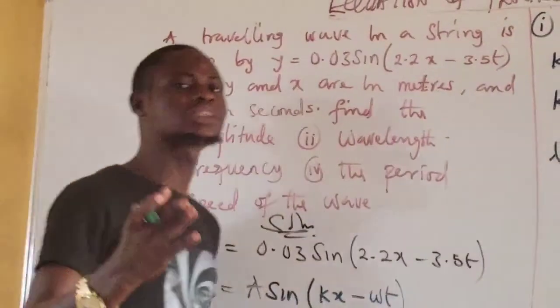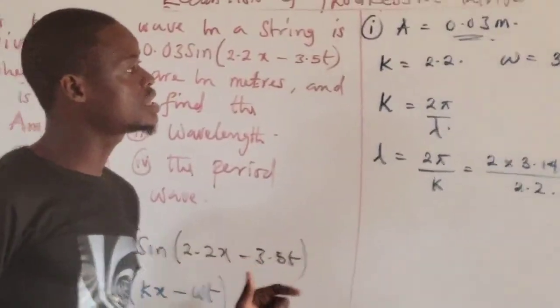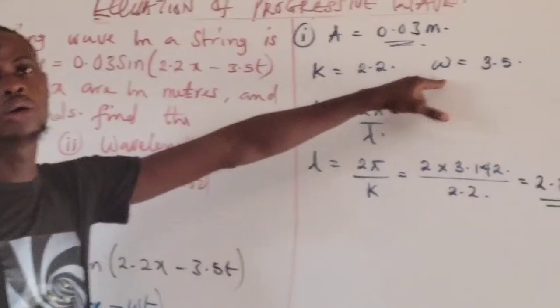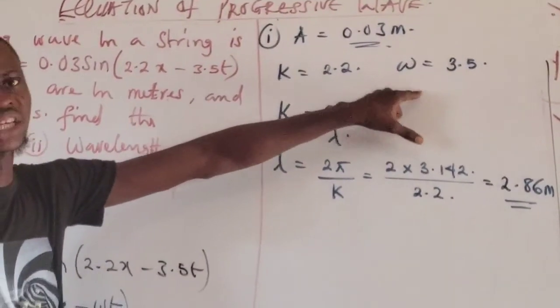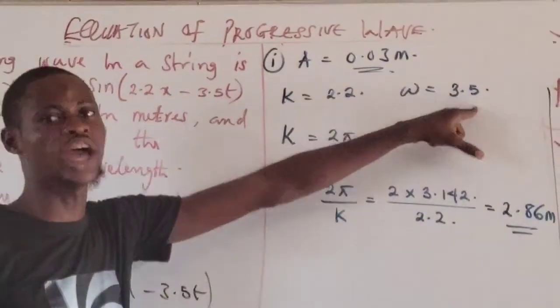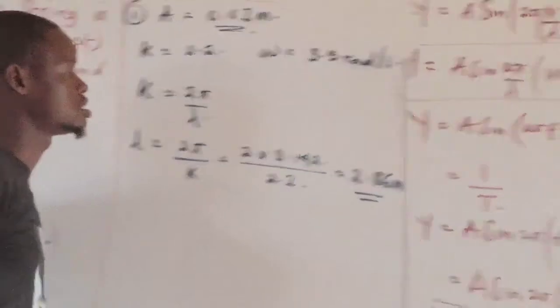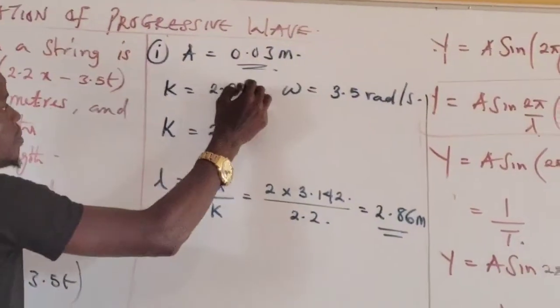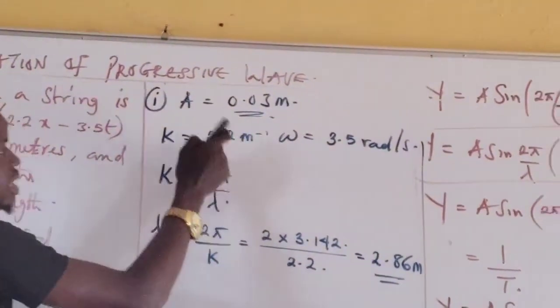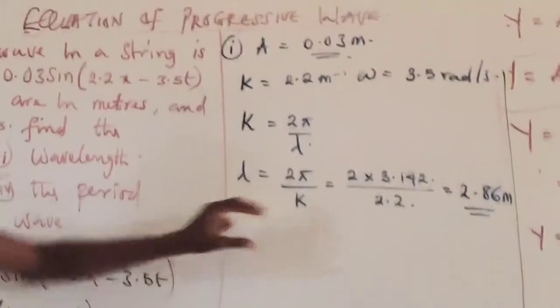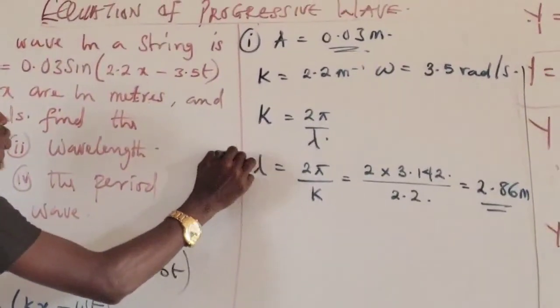Don't forget that the frequency of the wave can be gotten from the angular frequency, which is given as 3.5. Don't forget that this should be in radian per second. That is the unit, radian per second. Why is this one in per meter? Per meter is the unit of wave number. Now, I want to find the frequency. This is my question 2, the wavelength.